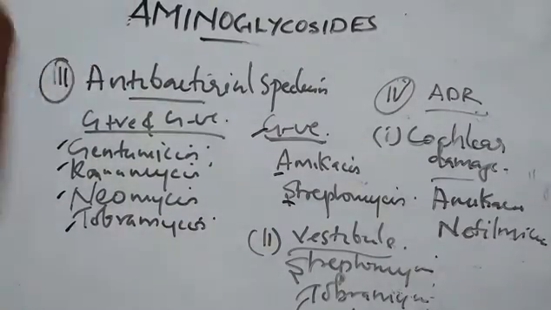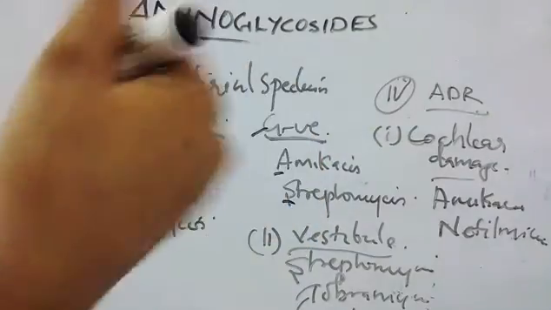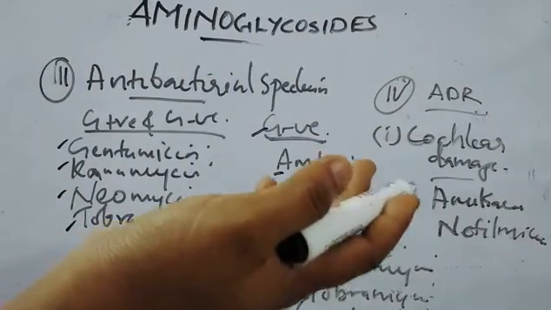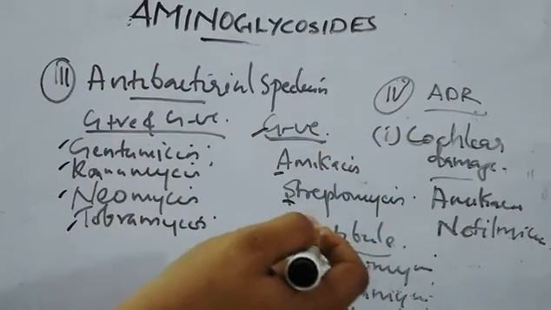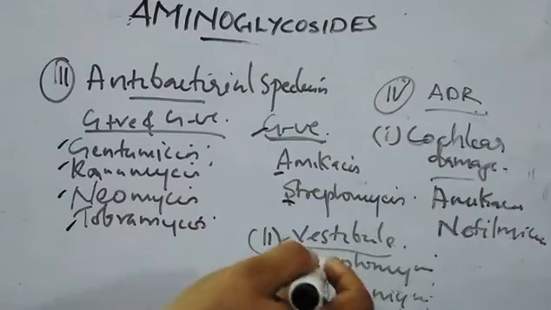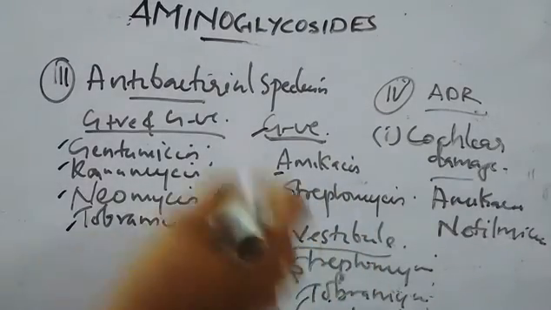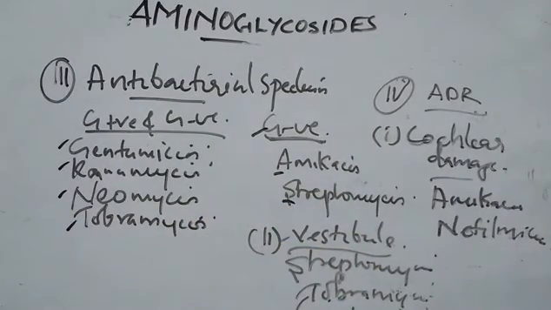And based on the adverse drug reaction, we can classify it: for cochlear damage we have amikacin and gentamicin. And for vestibular action, we have streptomycin, tobramycin as well as gentamicin. These are the drugs which mainly cause vestibular damage, and all these points are very important for viva as well as for your MCQs.